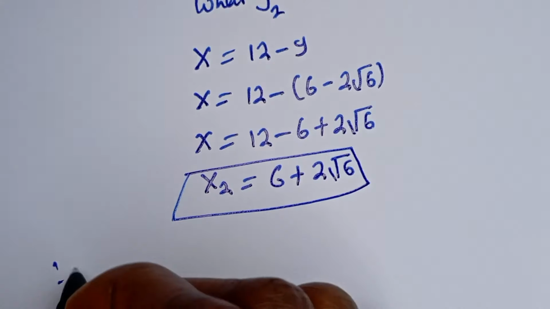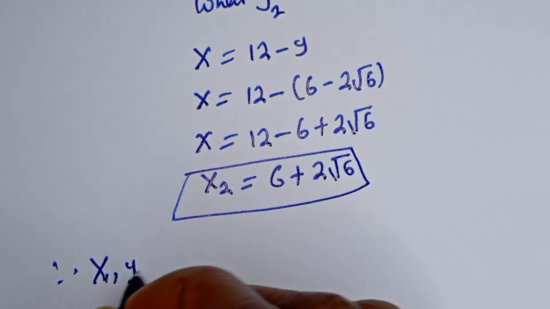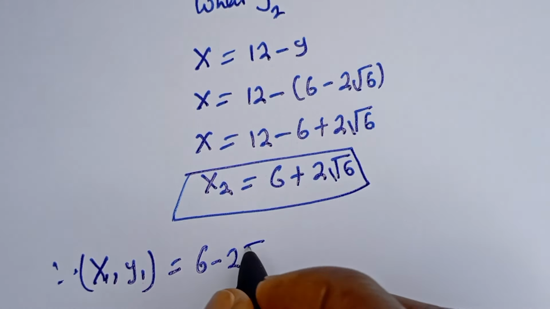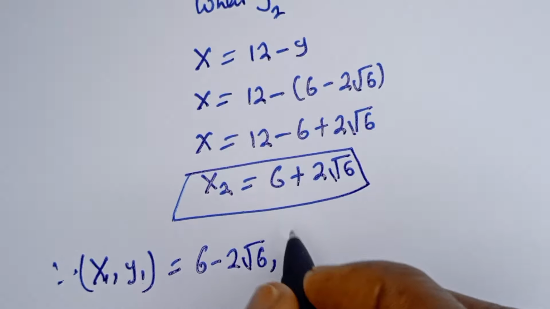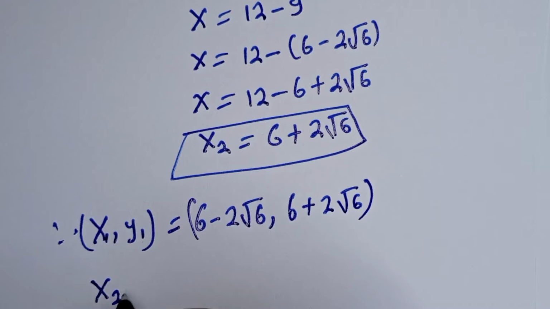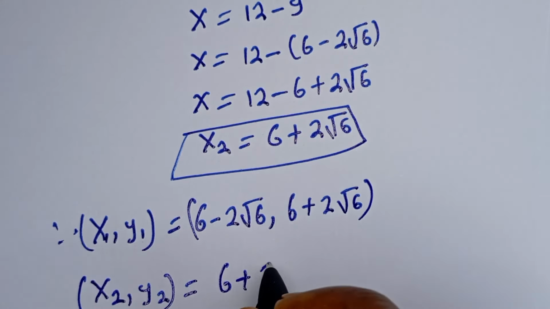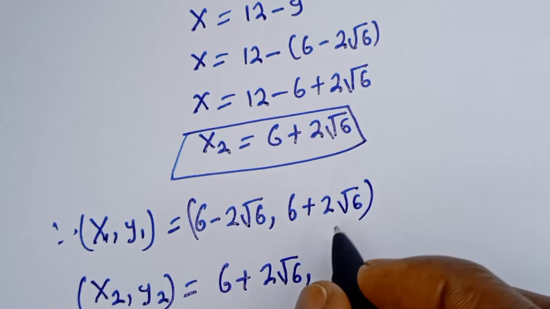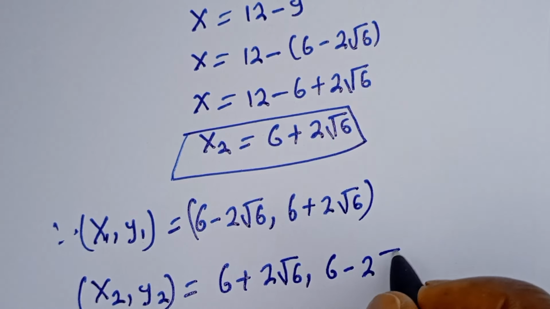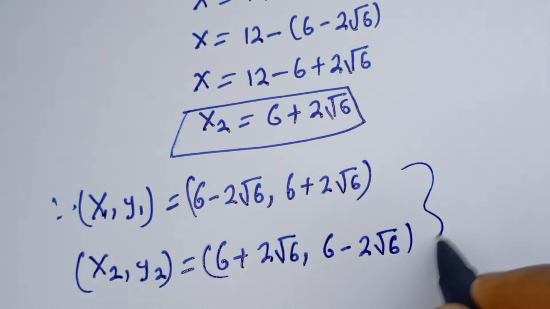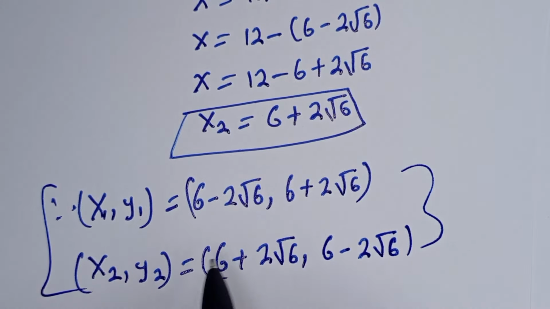Therefore, x1, y1 is equal to 6 minus 2 root 6, 6 plus 2 root 6. X2, y2 is equal to 6 plus 2 root 6, 6 minus 2 root 6. This is the final answer. We can check to confirm if this answer is right or wrong.